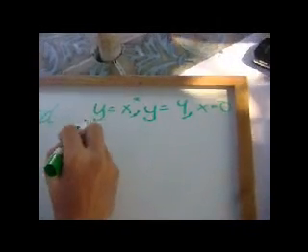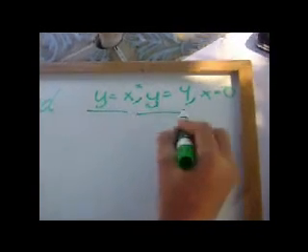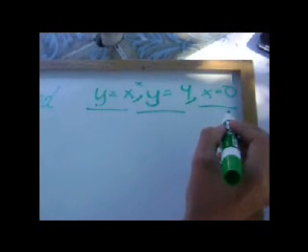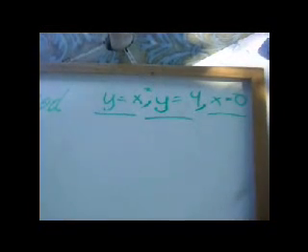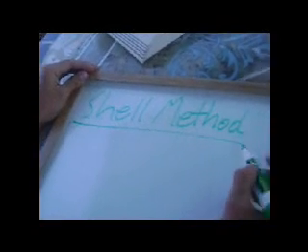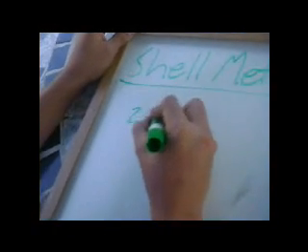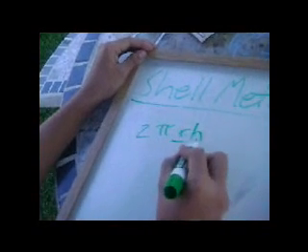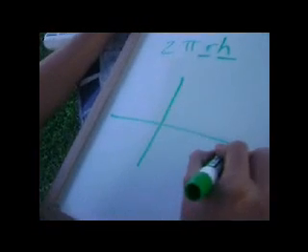Let's say you're given y equals x squared, y equals 4, and x equals 0, and they're asking you to revolve it around the y-axis. So you would use the shell method, and the formula for the shell method is 2 pi r h. To find your r and your h, you would simply graph it: x squared, y equals 4. Then you revolve it around the y-axis.